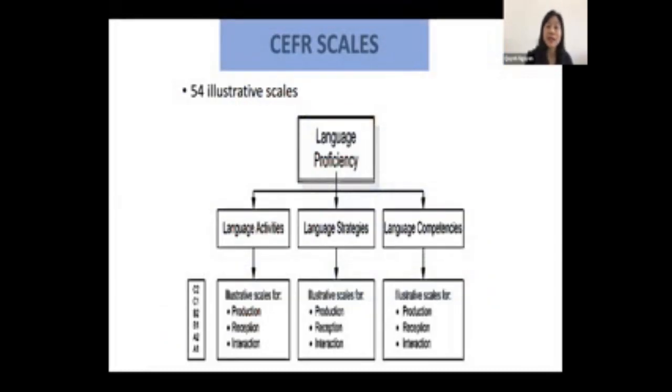And in fact, in the CEFR, language proficiency is divided into different components: language activities, language strategies, and language competencies. The 54 illustrative scales in this CEFR are subdivided into the three main components, which are further developed into the three categories of production, reception, and interaction, described in the six levels from A1 to C2.